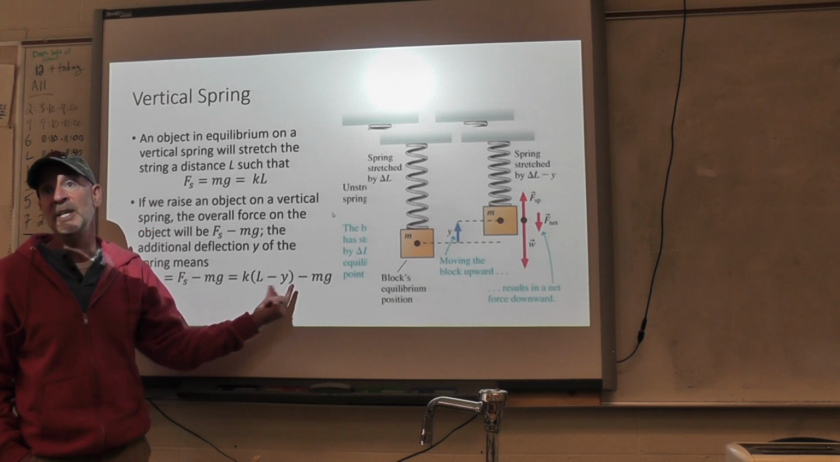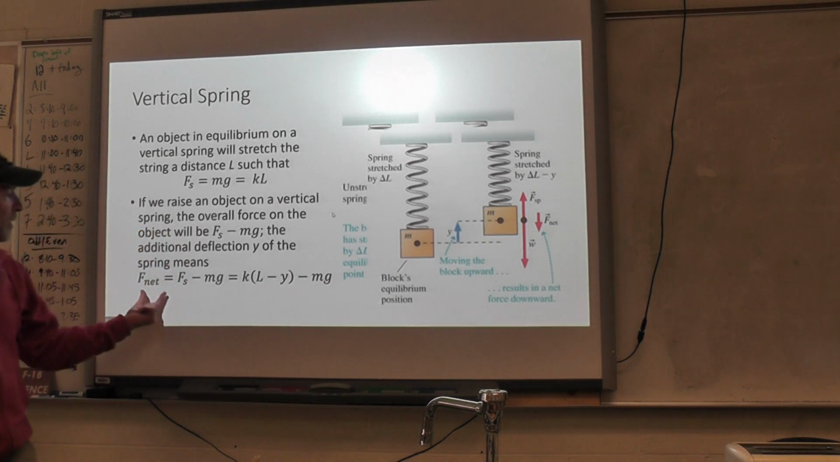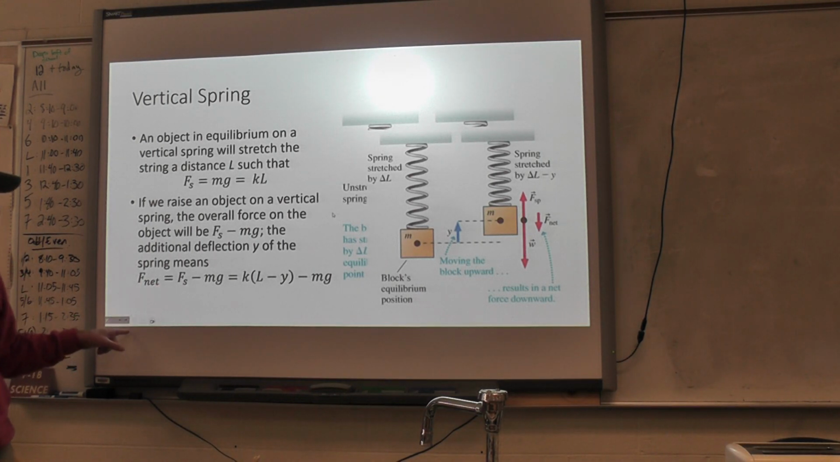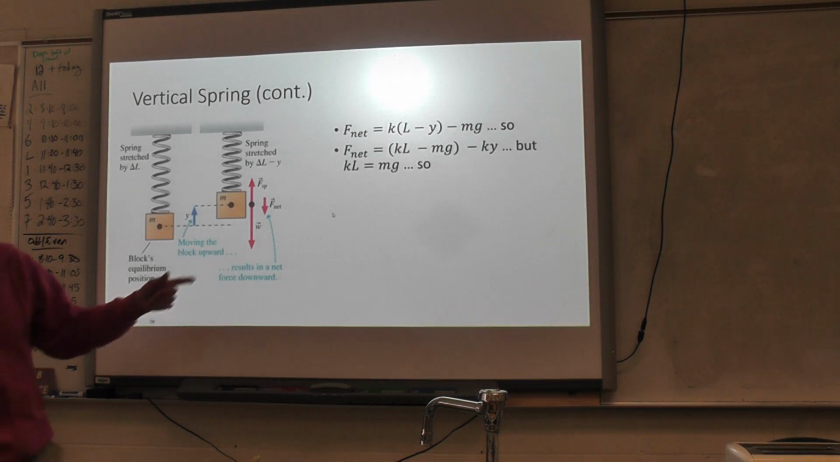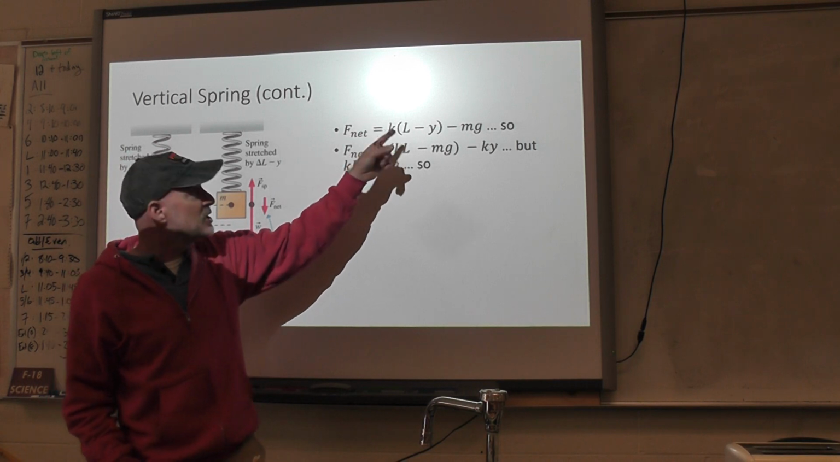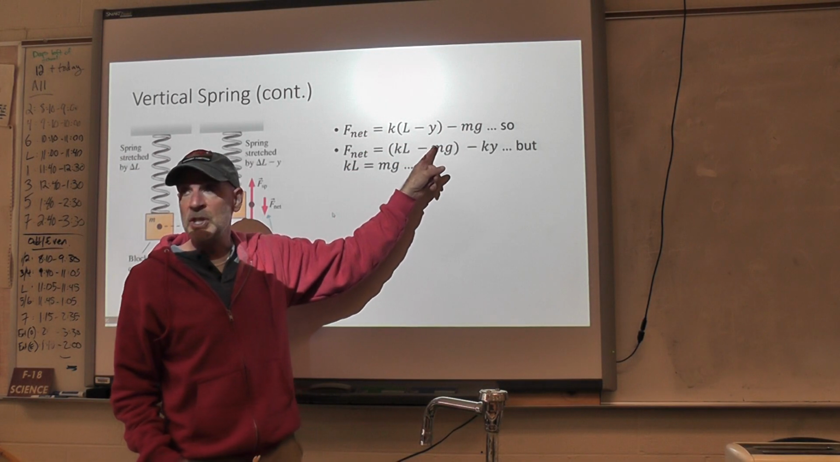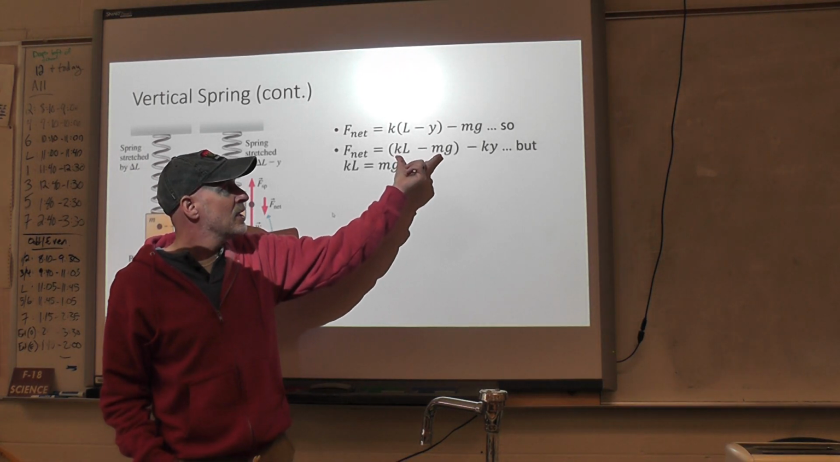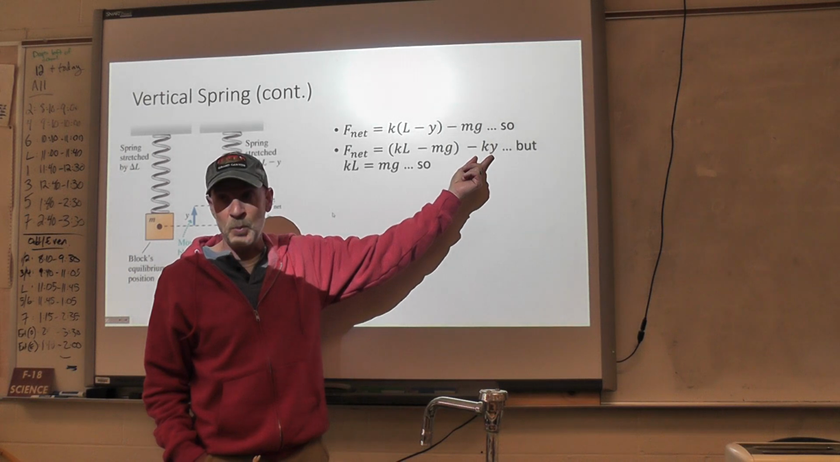And that is the upward force. The downward force is the weight. And the difference between those two things is going to be the overall force on the object. But we already figured out that kL is mg. So if we just distribute this k and then move mg around, what we see is the net force is going to be kL minus mg minus k times y.